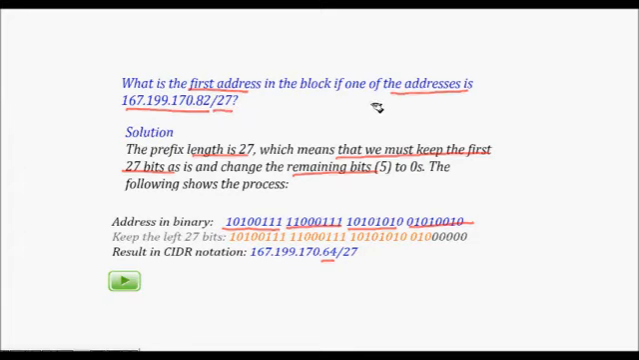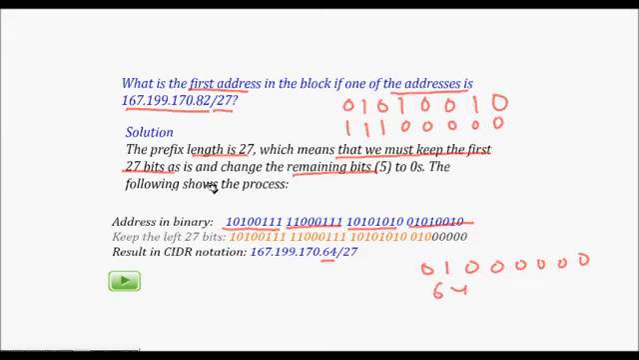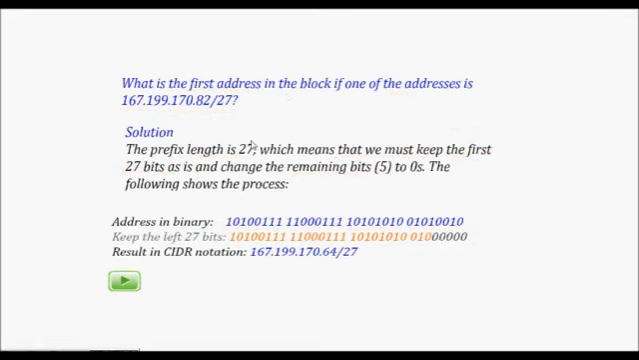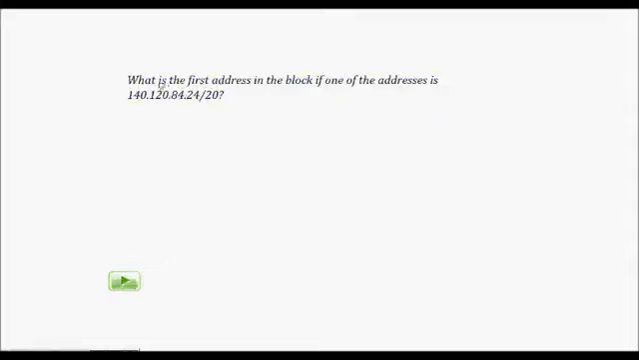So what is it? 82. 82 can be represented as 01010010, and you need to have 27, so the last 5 bits are 0 and only 3 bits are 1. So we will get 0 1 0 0 0 0 0 0. So this is 2 to the power of 6, that's why we are getting 64 here. So you get the network address. The first address of the sub network is the network address also.